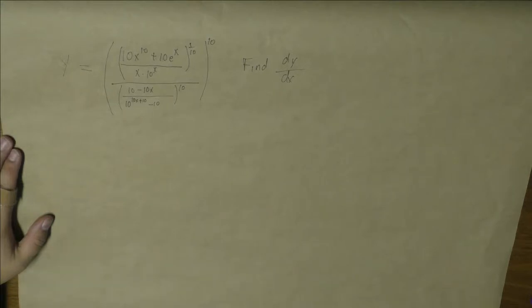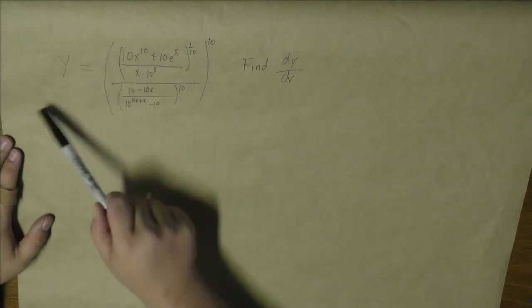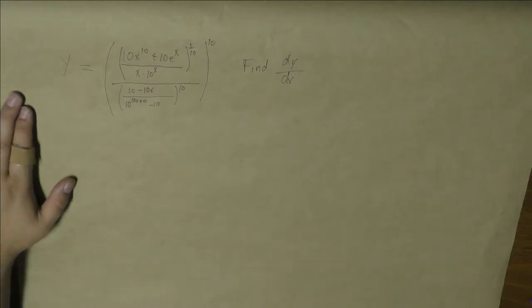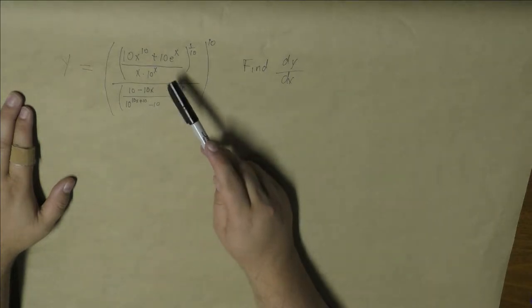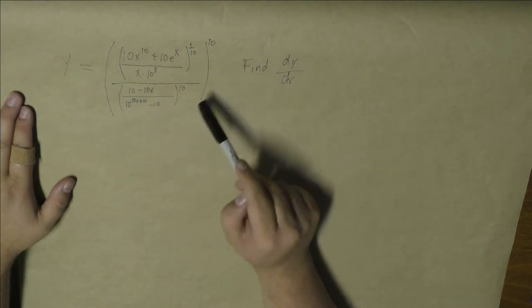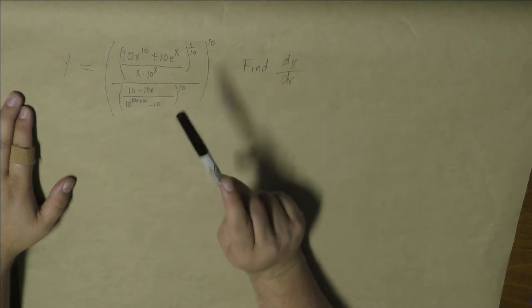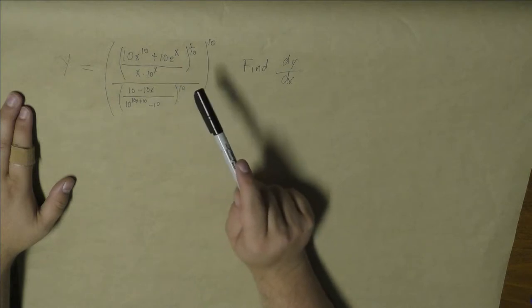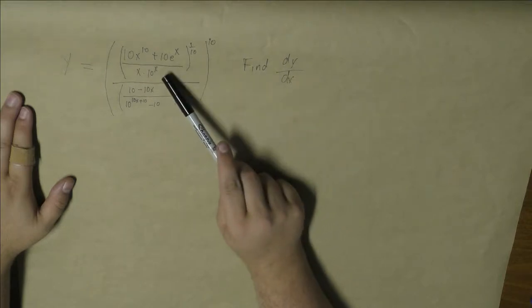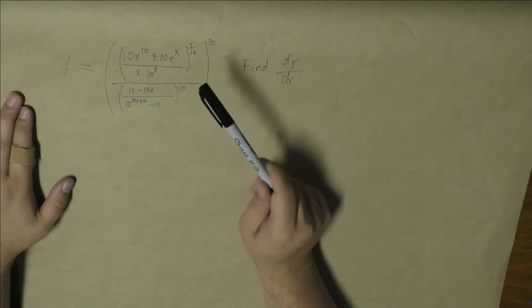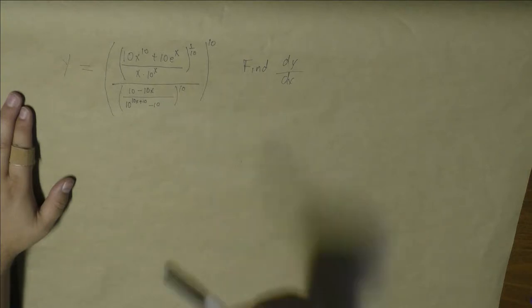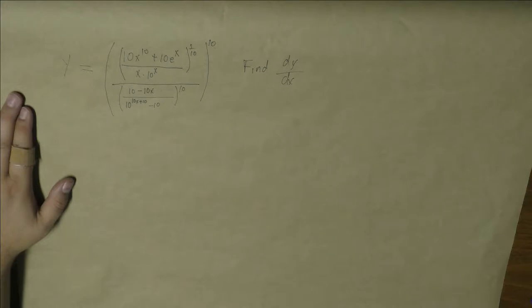Basically, the problem was just presented as d by dx of this. I've given it the name y simply for clarity. Now, what we've got here is a complex fraction, and all of it is raised to the 10th power. On the numerator, we've got two non-straightforward functions, a quotient raised to the 1/10th power, so the 10th root. And on the denominator, we've also got a quotient that's raised to the 10th power.